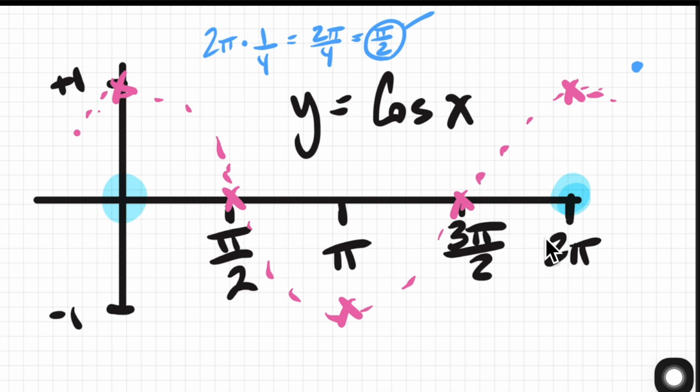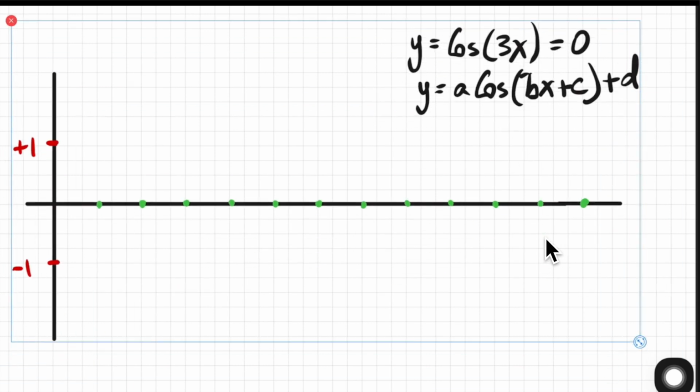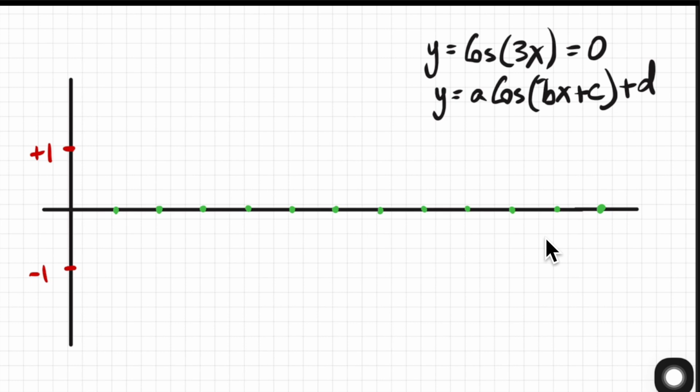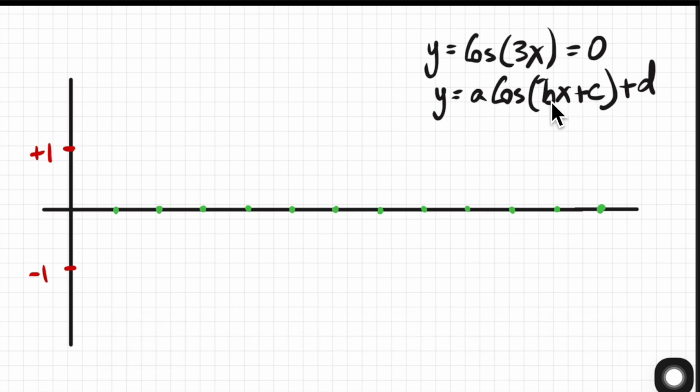Okay, let's now look at cosine of 3x. Okay, here we go. This is a transformation. The amplitude doesn't change right here. The middle of the graph doesn't change because there's no horizontal shift. There's no translation horizontally, but there is a change in the period. And recall, the way to get the period of a transformed function is to take the original function's period, which in this case is 2 pi, and divide it by the b value, which in this case is 3. So the period is going to be 2 pi over 3.